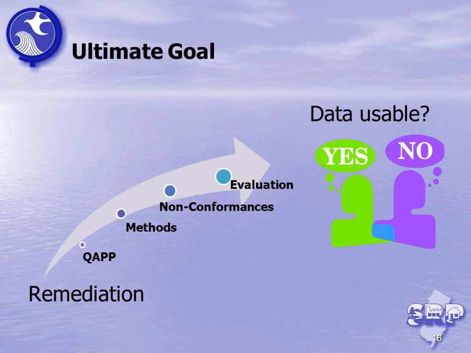In that QAPP, you're going to discuss what type of methods, what type of procedures, what type of field sampling you need to do, what type of analytical methods you need, what type of analytical sensitivity you need. All these things are addressed as you move forward to determine if data are usable. Then you're going to end up with some sort of a laboratory report.